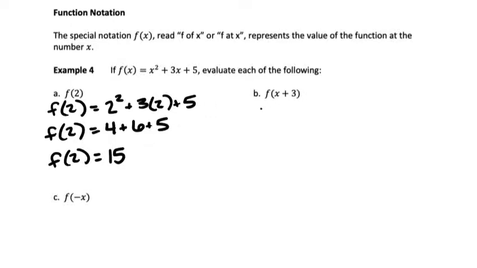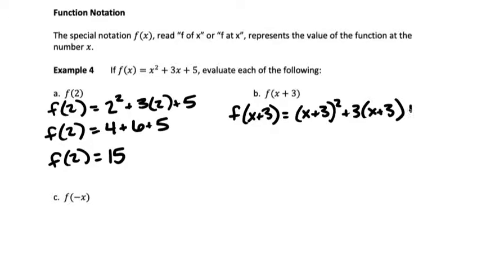For part B, this one's a little bit more complicated. Now I'm plugging in x plus 3. That means I'm replacing every x with x plus 3, and I need to plug it in parentheses in order to get the math right. So that's going to be (x plus 3) squared plus 3 times (x plus 3) plus 5.